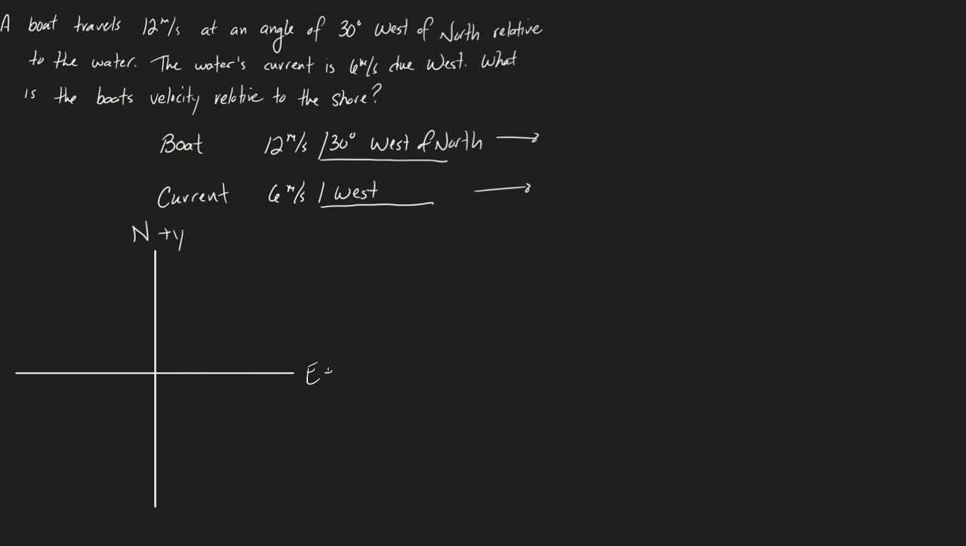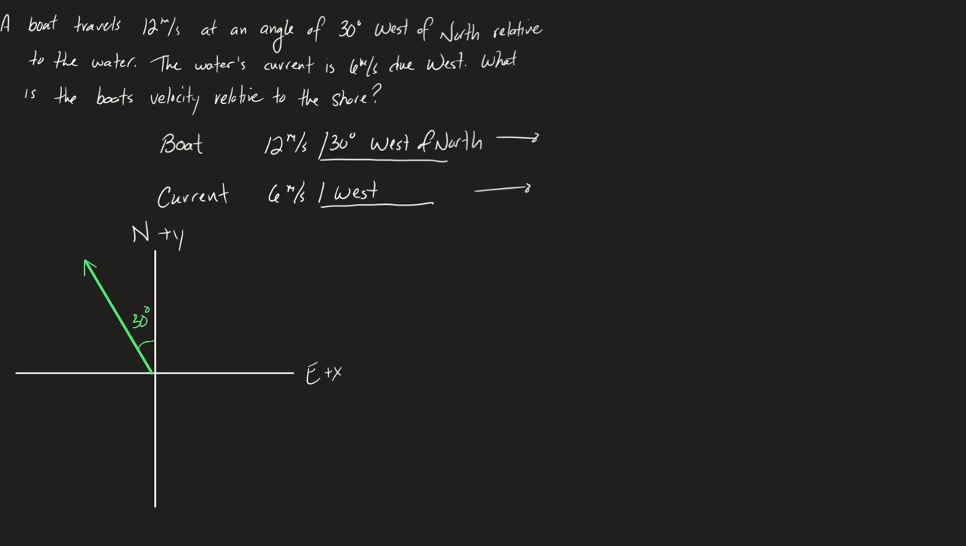So east, positive x. The boat was 30 degrees west of north. So I'm going to draw the boat as an arrow, 30 degrees towards the west from north. Now, placing the boat's vector here, I'm going to assume is not terrible.